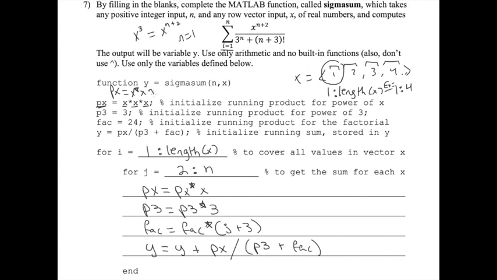But the problem already started at x times x times x, which means we already started at 1, so we have to start at 2 over here. And this will go through the number of iterations n that we want. So we have p of x, and then we're just going to multiply by x again. And for p of 3, we're going to multiply by 3 again. And for factorial, we're going to multiply by the next factorial number again. And then we're going to update our running sum by having our old sum plus our new term. And that will be how you do number 7.